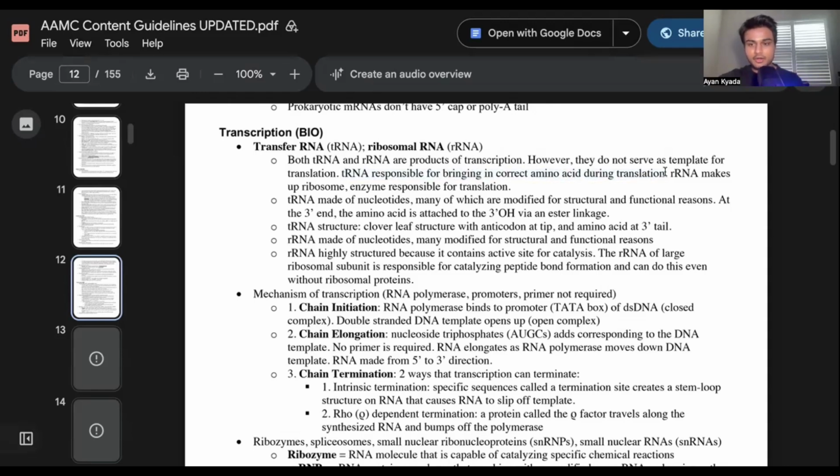And then rRNA is the catalytic part of the ribosome. It's what actually makes the peptide bond during translation. We already talked about tRNA structure. I showed you it via a picture, but an important thing to note about rRNA is that the large ribosomal subunit is what's responsible for actually catalyzing the peptide bond formation.